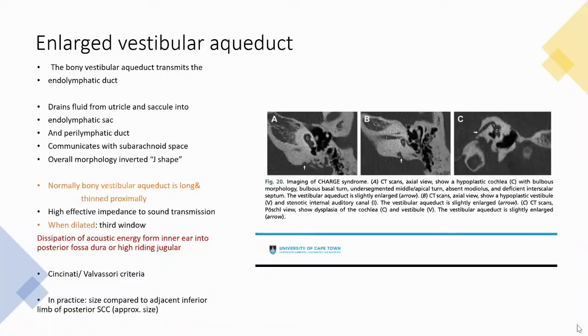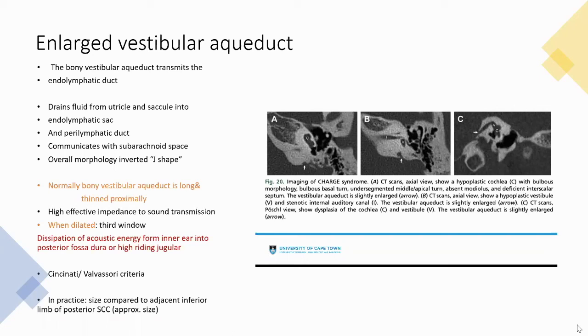Second to last pathology we're going to look at is our enlarged vestibular aqueduct. Now, Matt recently did quite a long presentation on this, so we're not going to focus on this too much. But in essence, the bony vestibular aqueduct will transmit the endolymphatic duct, and this drains from the utricle and saccule into the endolymphatic sac and the perilymphatic duct. There's communication with the subarachnoid space, and generally your morphology is this kind of inverted J shape.